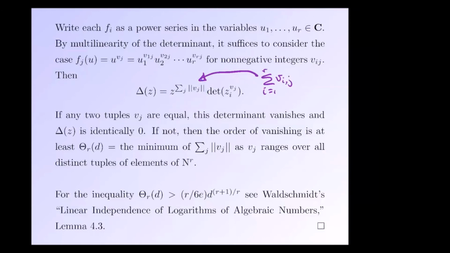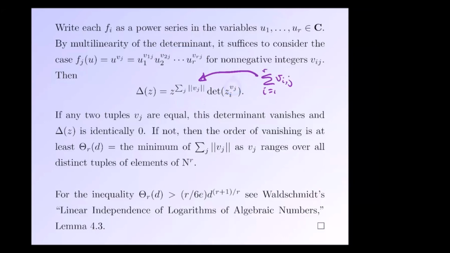Okay. Now, if any two of your tuples are the same, then what's left is what you get when you plug in the zi's into this, and this matrix has two columns that are identical. So its determinant is 0 if any two tuples are the same. So this is 0 if any two tuples are the same. So what you need is distinct tuples.